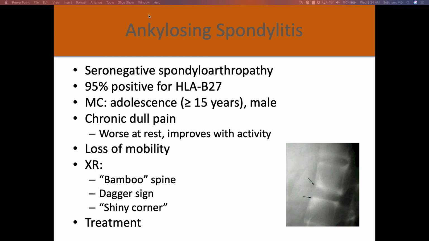So like he had mentioned, the dagger sign as well as the bamboo sign that you'll see on X-ray. As well, because of the inflammatory process, the corners will also seem more attenuated, and so you'll have a shiny corner, is what they call it, on X-ray that you will see. But it's one of the spondyloarthropathies, specifically associated with HLA-B27. By far most common in the adolescent age group and among males.